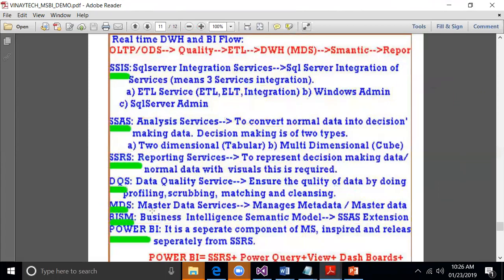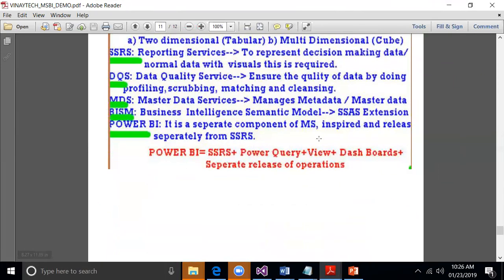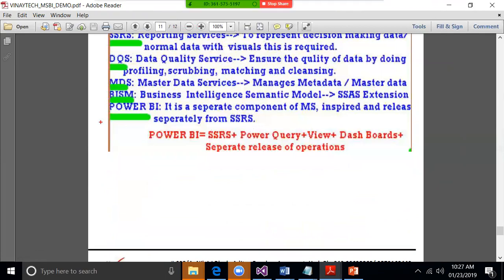Then what is Power BI? It's a separate component of Microsoft, inspired by and released from SSRS. So Power BI equals RS plus Power Query, Power View, dashboard analysis. Now, write 2 important points here in case you are interested. Otherwise, listen to it.